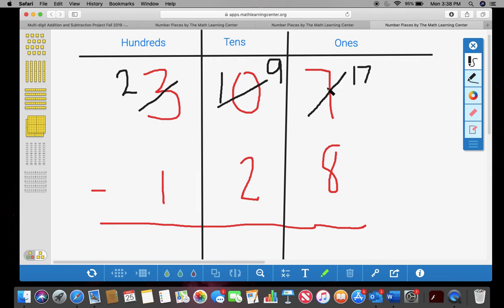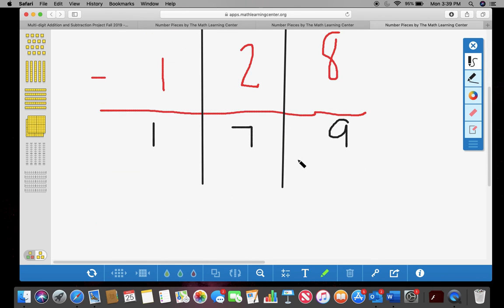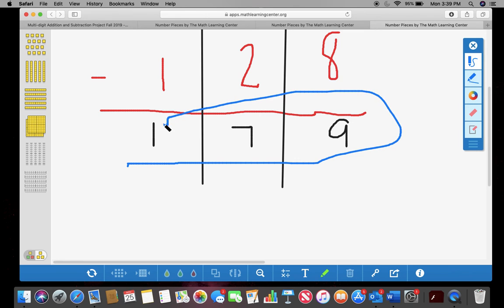So now that the messy work, I would say, is kind of done, they can now just subtract all the way out. 17 minus 8 is going to be 9. 9 minus 2 is 7. And then 2 minus 1 is 1. So here they have their total answer of 179.